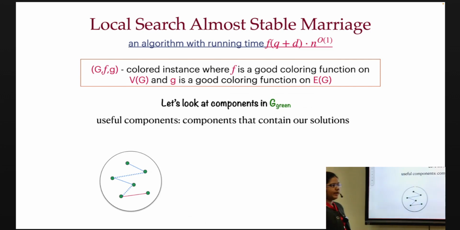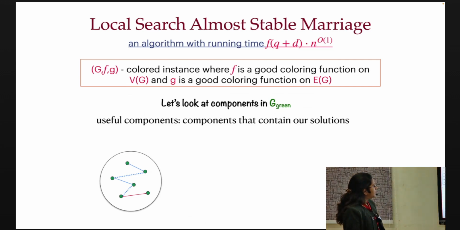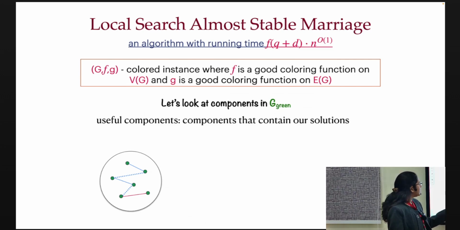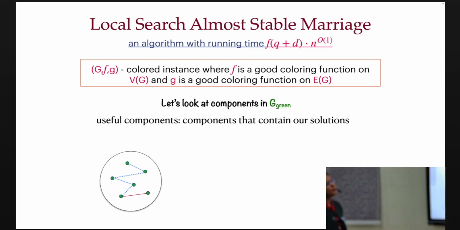Look at this component. Let's say these solid edges are same as earlier. These are eta edges and these dotted edges are mu edges. Okay. Tell me, can it be my solution?